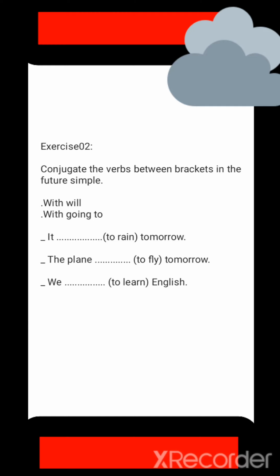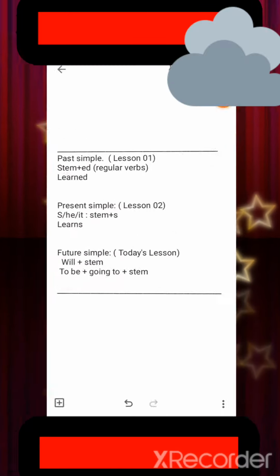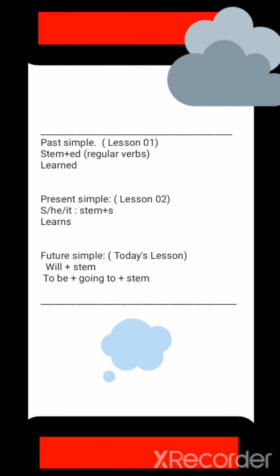And here are the examples. It to rain tomorrow. The plane to fly tomorrow. We to learn English.